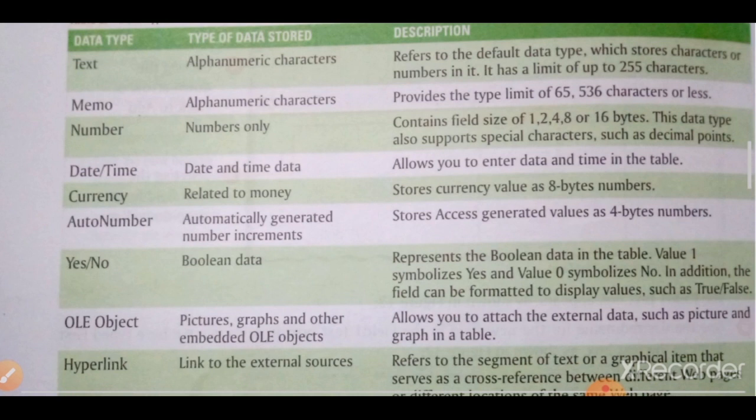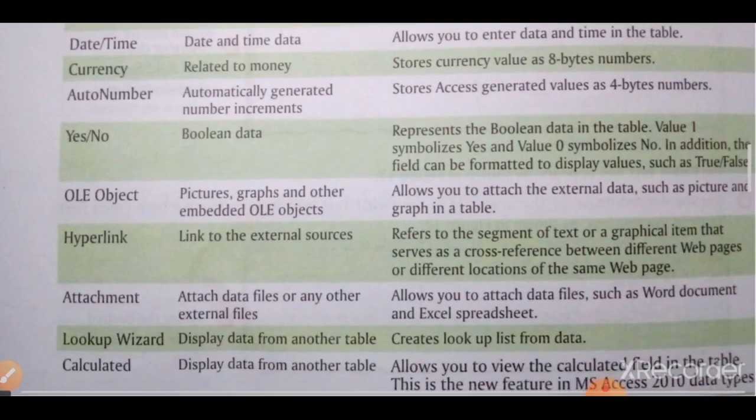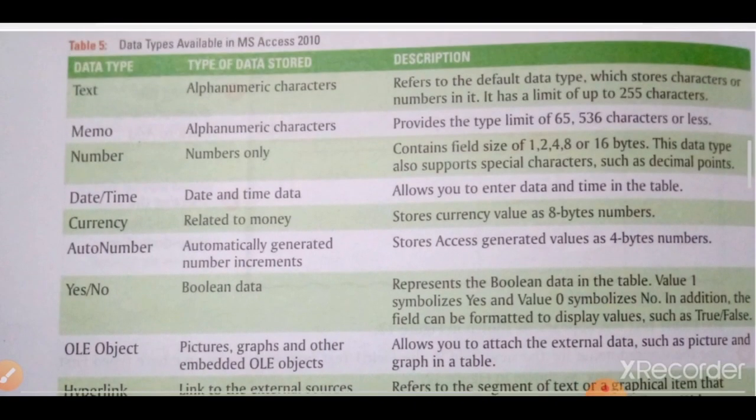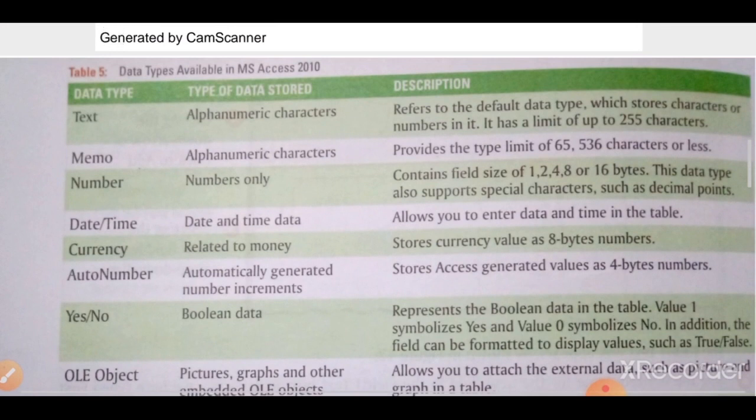Next, hyperlink. Hyperlink means if you have to create a link with any other type of software, then you need hyperlink. Attachment, lookup wizard, and calculated. These are the types of files that you can attach with your database or with your table. So you need an attachment type of data, similarly lookup and calculated. So the most commonly used data types in your tables are text, number, date and time, and auto number.